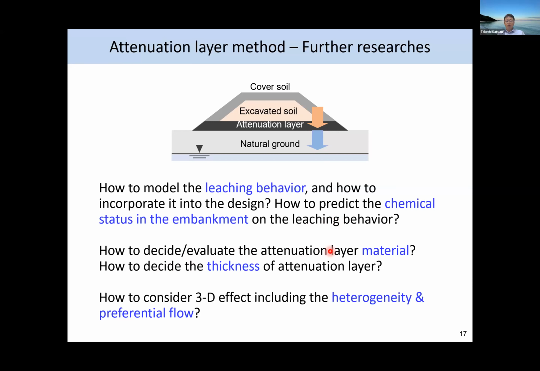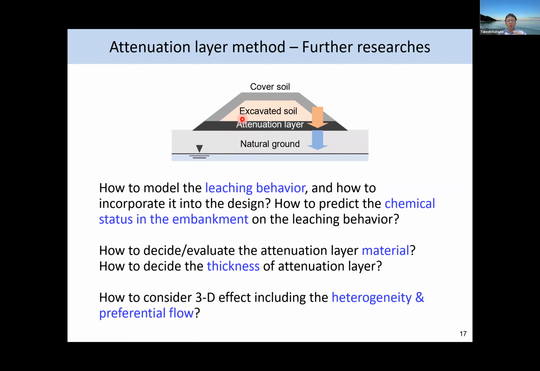And how to decide and evaluate the attenuation layer material, we have to standardize the testing method because we do not have a standard universal method to evaluate the attenuation performance. After that, we decide the thickness of the attenuation layer. Usually we draw our embankments like this, but sometimes with an inclined base, sometimes inclined from both sides, or sometimes we have different types of soils.